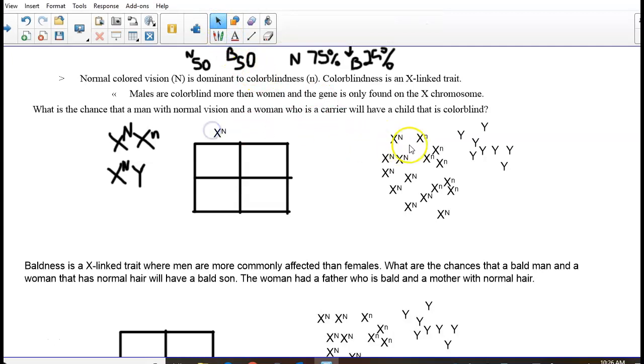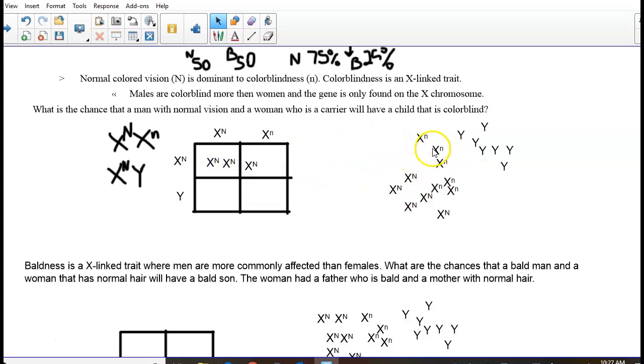So we have our big N, little n for the mother. We have the big N, Y for the father. So let's fill in our Punnett square. So this box is going to be big N. This box is going to be big N, little n.